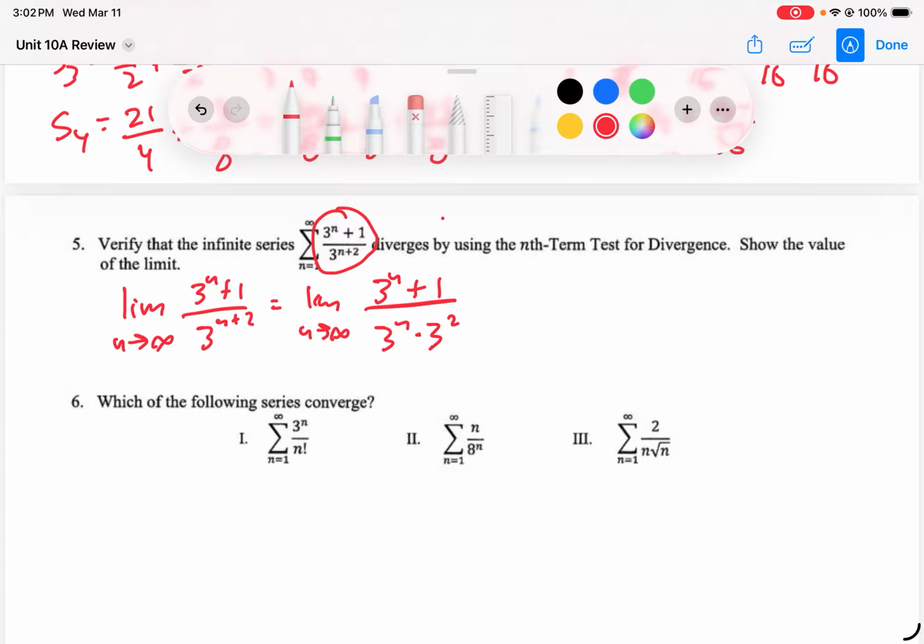So that would be equal to basically 9 times 3 to the n. So this limit would be 1/9, which is not 0, so it diverges. So the Nth-term test only works to prove divergence. If you get the limit is equal to 0, it could still converge, it could still diverge, we don't know.